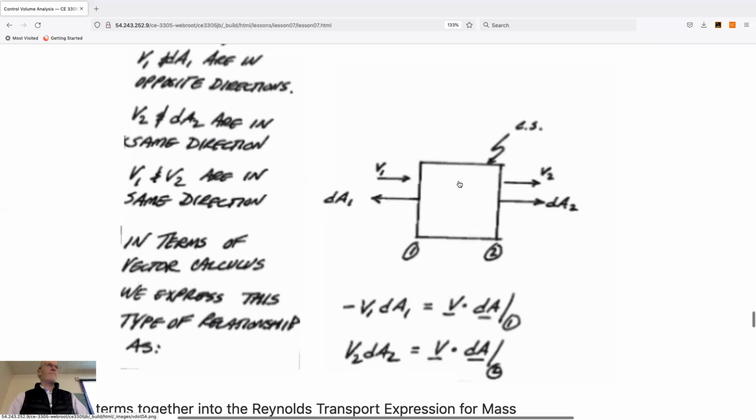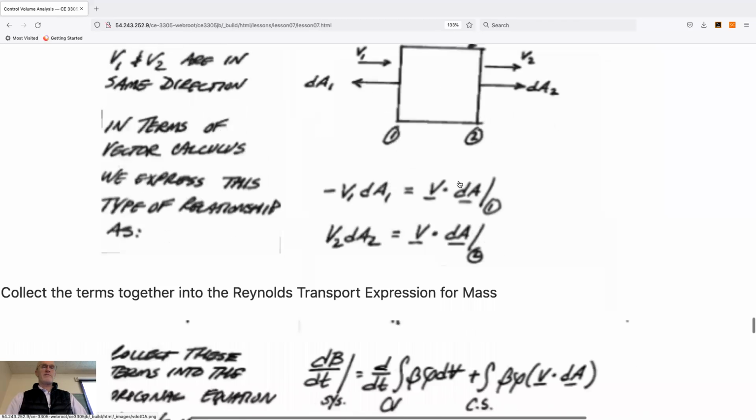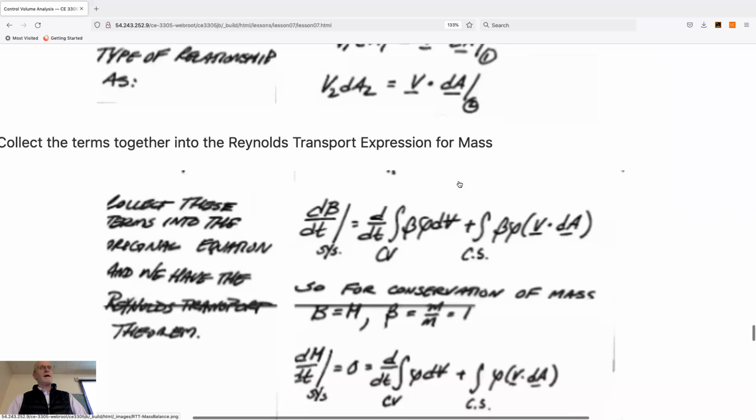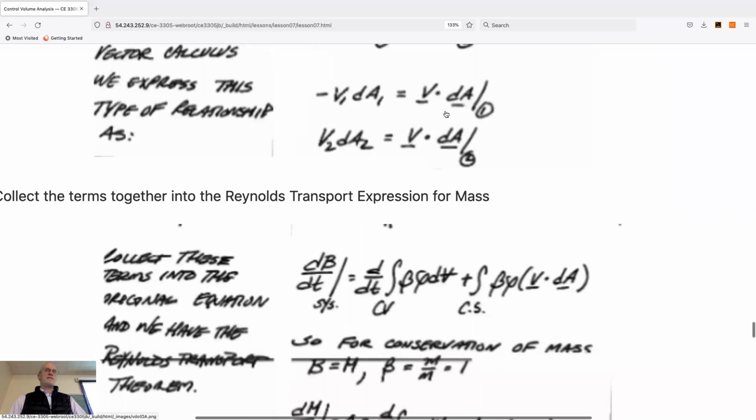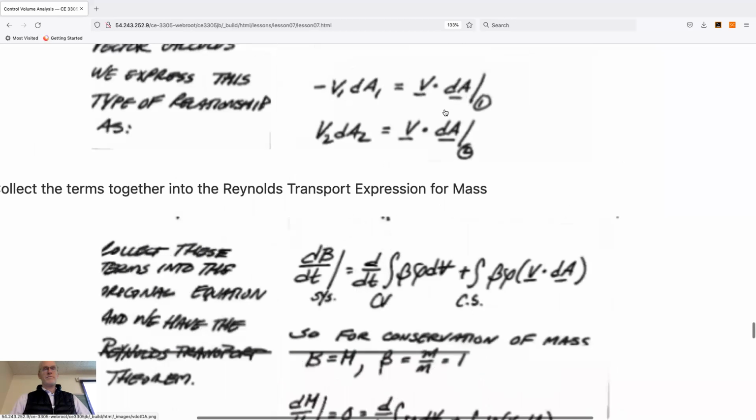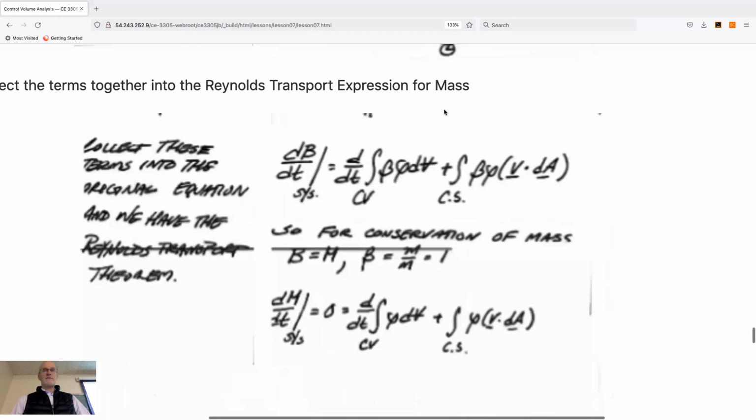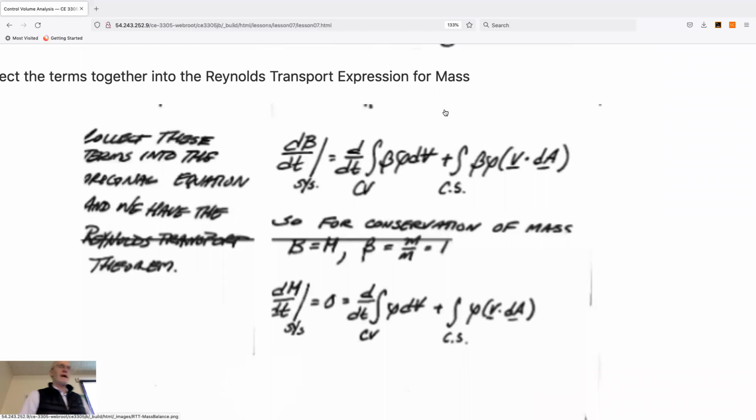Most of the time, we don't have to get this rigorous with it except for doing homeworks. It's usually obvious, but when weird stuff is happening or at strange angles, if you just evaluate the dot products correctly, it takes care of the sign. So now we'll collect everything back together and put it back in the fundamental equation. And basically what we have is Reynolds transport theorem.